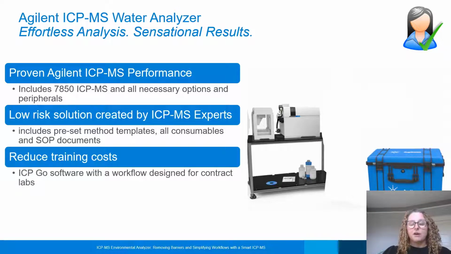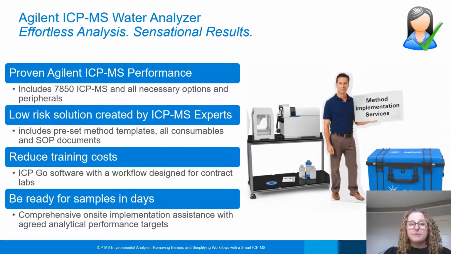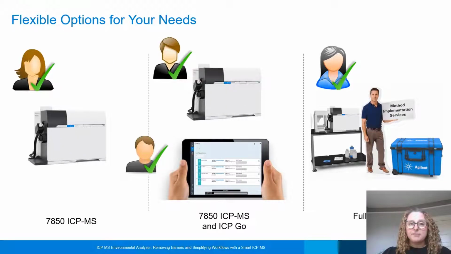That means that you save a lot of time and money on training costs. The ICP Go software with workflow designed for contract labs will already be set up for you. And this can be done in as little as a few days. This comprehensive on-site implementation assistance, with agreed analytical performance targets, can be set up by our trained engineers in just a few days. So depending on what your needs are and your flexibility, we have many different options to get you up and running and to help you simplify and save time with your EPA 200.8 analysis.